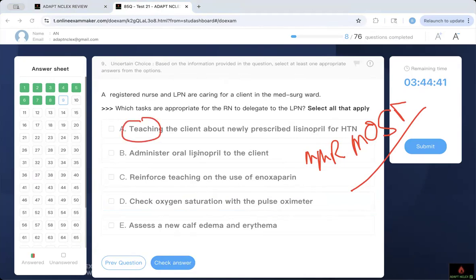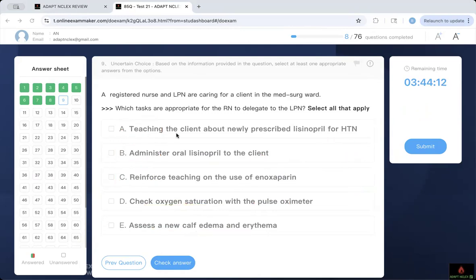What do you think? Teach the client about newly prescribed lisinopril and hypertension. Administer oral lisinopril to the client. Reinforce teaching on use of enoxaparin. Check oxygen saturation with the pulse oximeter, and then assess a new calf edema and erythema. Based on what I've told you, what should be your answer? What do you think?